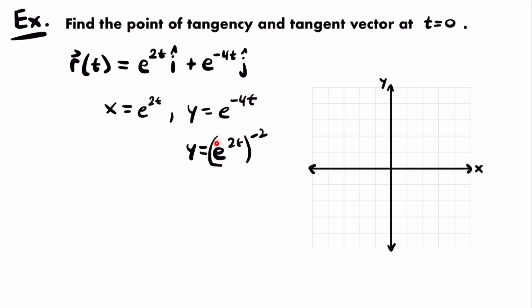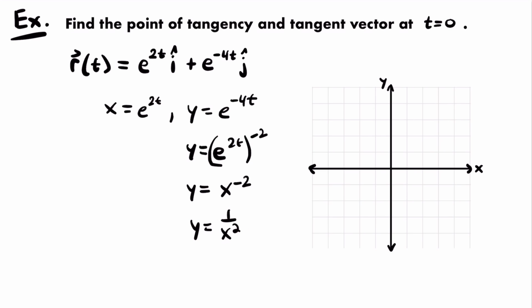So this is exactly the same thing we have right here, just written a different way, and we know that e to the power of 2t is equal to x. So we can just plug that right in and find that y equals x to the power of negative 2, which we could rewrite by moving that to the denominator to get a positive exponent. So y would be equal to 1 divided by x squared. So that's the curve that we're working with here.